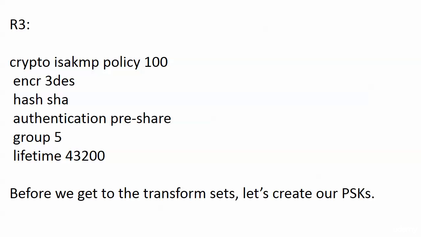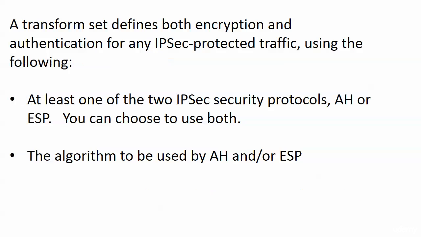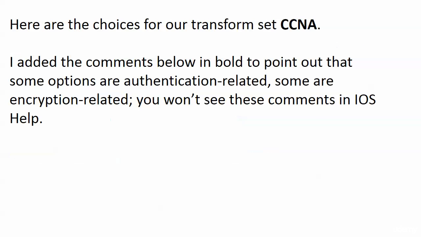Now let's take a look at these transform sets. First off, let's talk about what we're transforming here, what we've got, and then we'll configure them. Now, a transform set, it's kind of a merger. What you're doing is defining both encryption and authentication for IKE Phase 2. You're bringing them together because you're defining the encryption and authentication for any IPsec protected traffic using at least one of these 2 security protocols that we talked about earlier, AH or ESP. You can choose to use both. You also have to choose the algorithm to be used by AH and/or ESP, depending on the choices you made for the first bullet point.